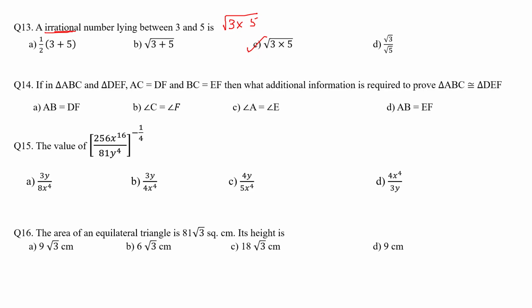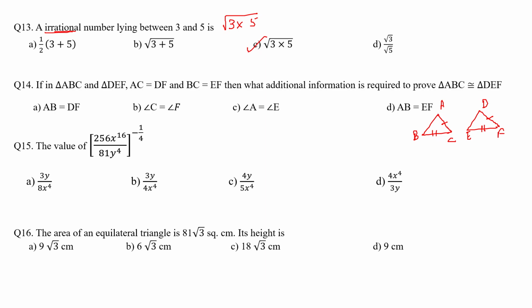Now moving to question number 14. ABC and DEF, there are two triangles. So I am going to draw two triangles ABC and DEF. This is ABC and here is DEF. AC is equal to DF and BC is equal to EF. Okay. This much information is given.